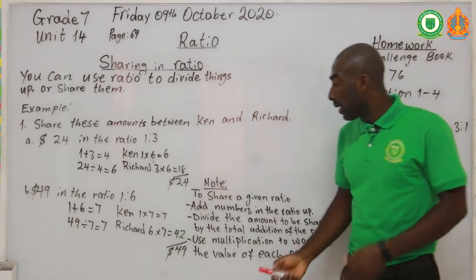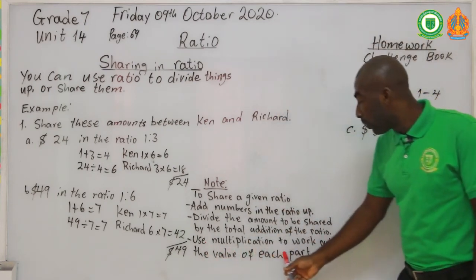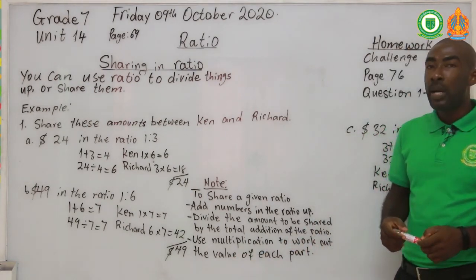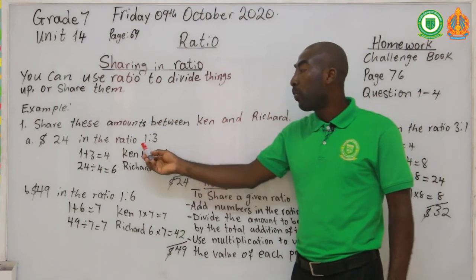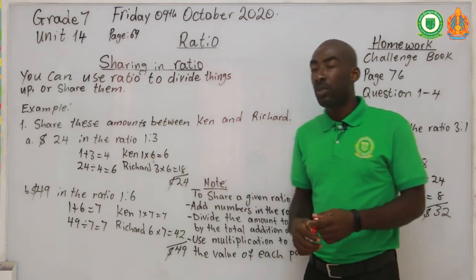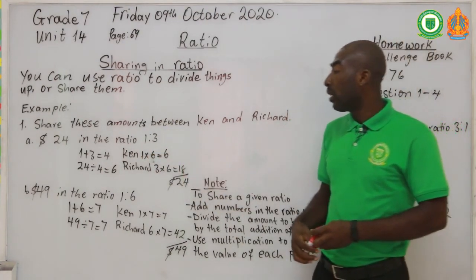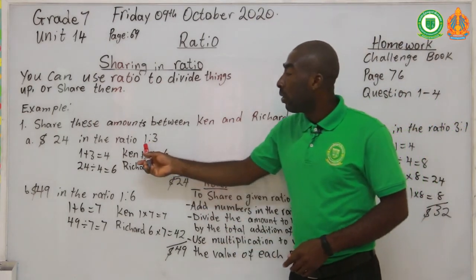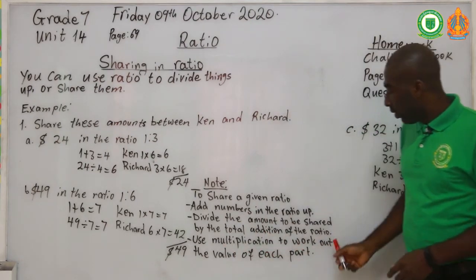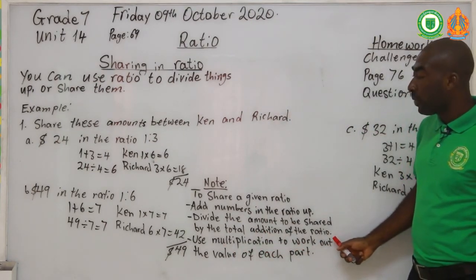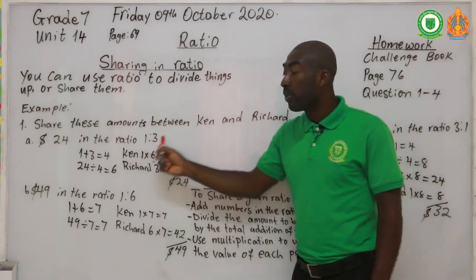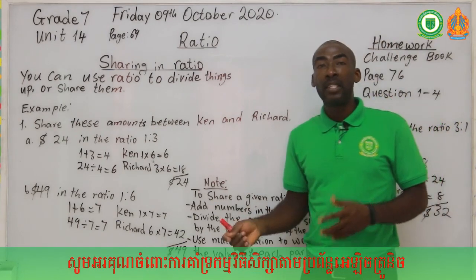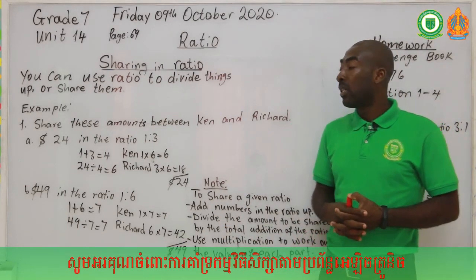So the next thing is we have to use multiplication to work out the value of each part. Each part means each part of the ratio. So the multiplication is that you're going to multiply the answer that you got from the division by the ratios that you are working around, as you have done in the first and second activities for today.